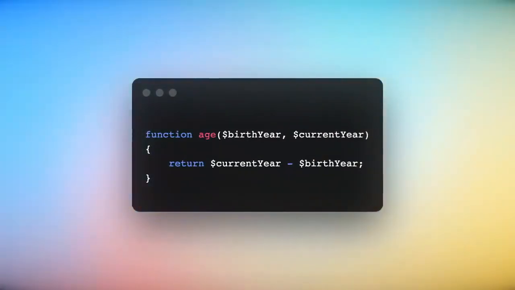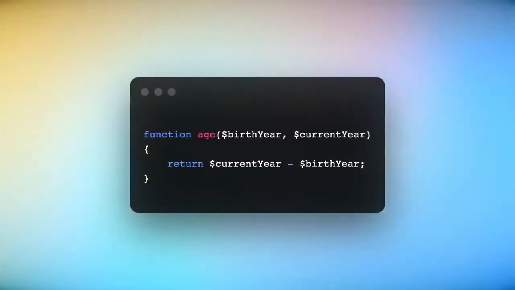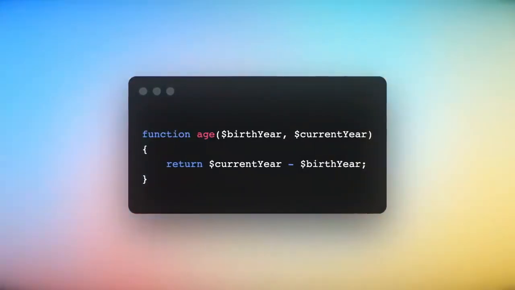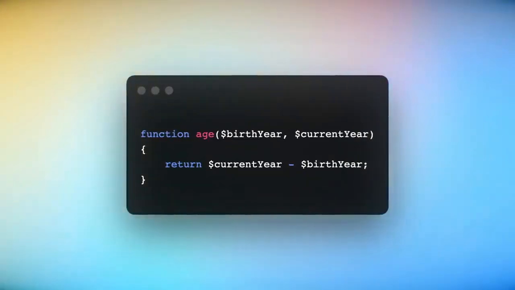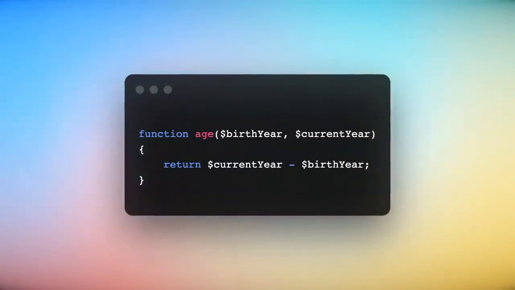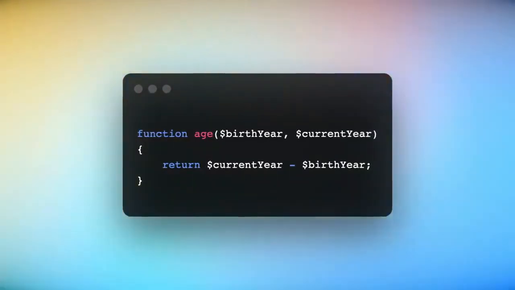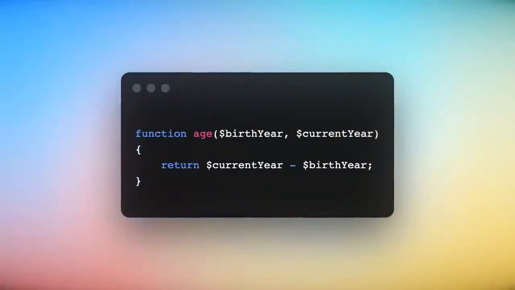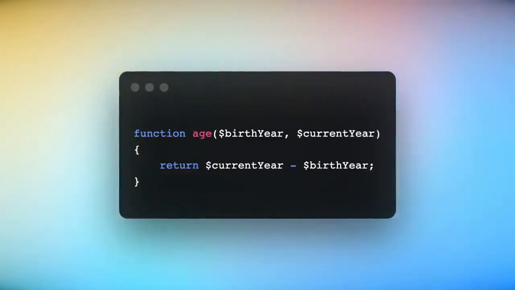Inside those parentheses, you can define any number of parameters that this function needs in order to do its job. Parameters are variables that can be used inside the function. In our example here, to calculate the age of a person, the function needs to know the birth year of the person and the current year. Notice that the parameters are defined with a comma in between. After the parentheses, we add two curly braces. Code inside these curly braces is known as the function body.